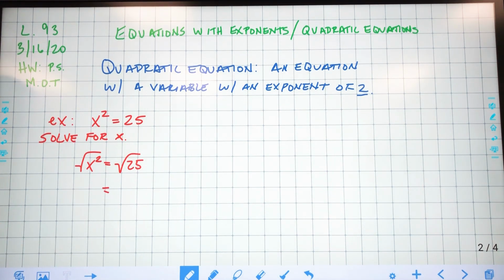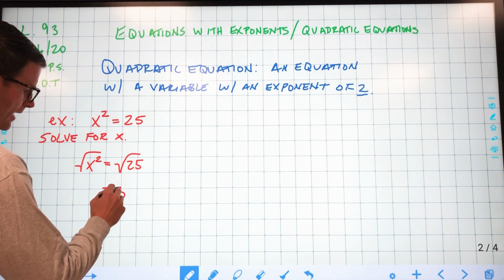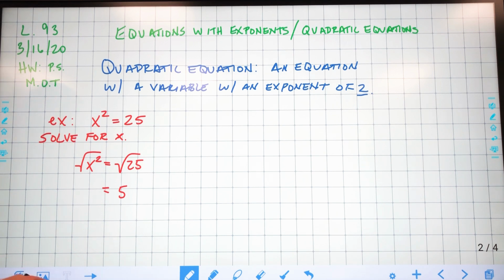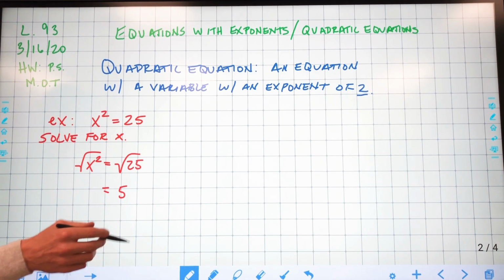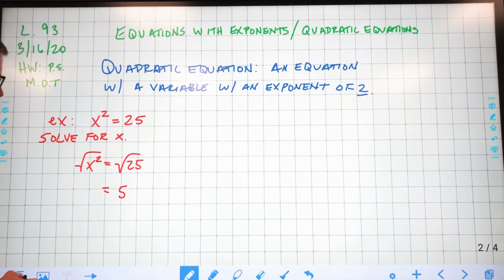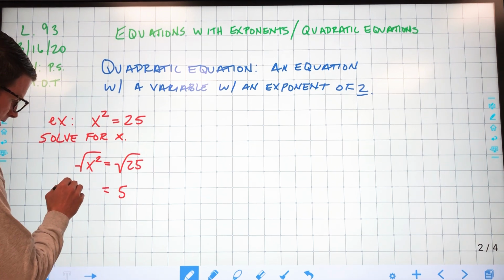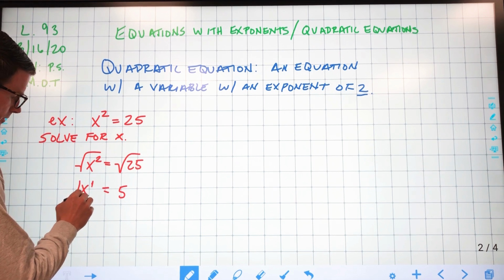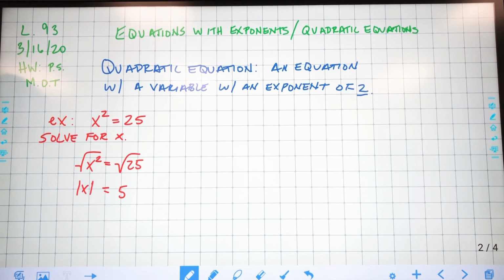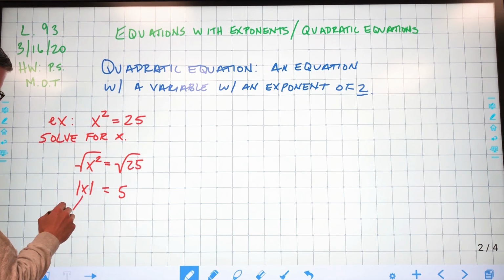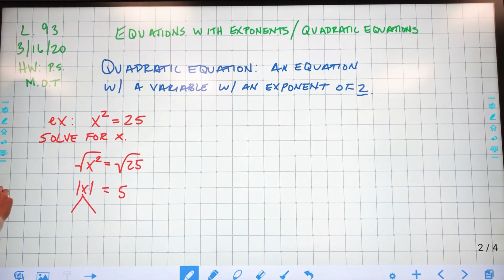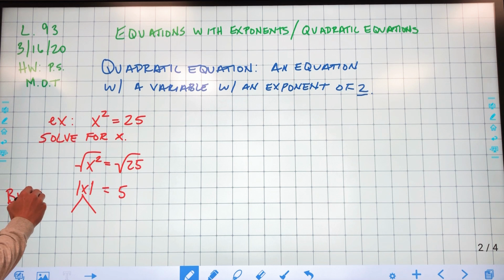Now we simplify. The square root of 25 is 5. And the square root of x squared, this is the tricky part, new for us a little bit. The square root of x squared no longer is just x. Instead, it's the absolute value of x. So from here, I am going to do what Mr. Kubik likes to call bifurcate. So we are bifurcating, and that just means split into 2.